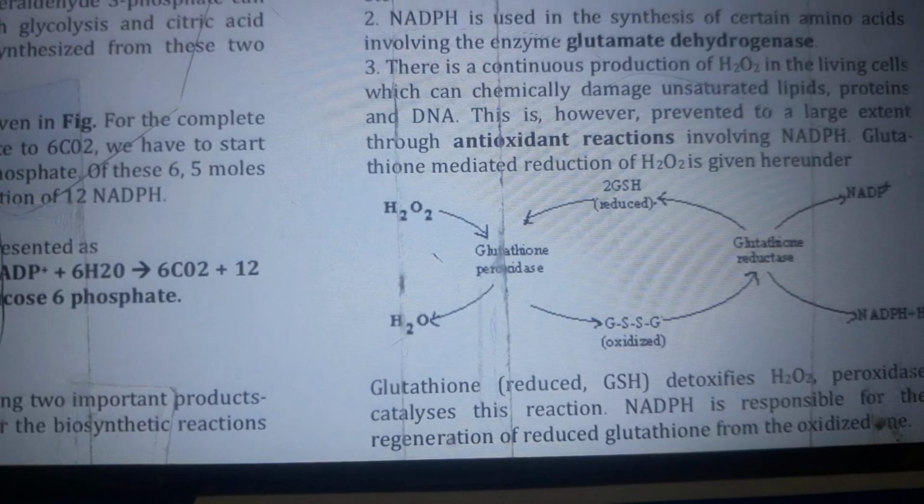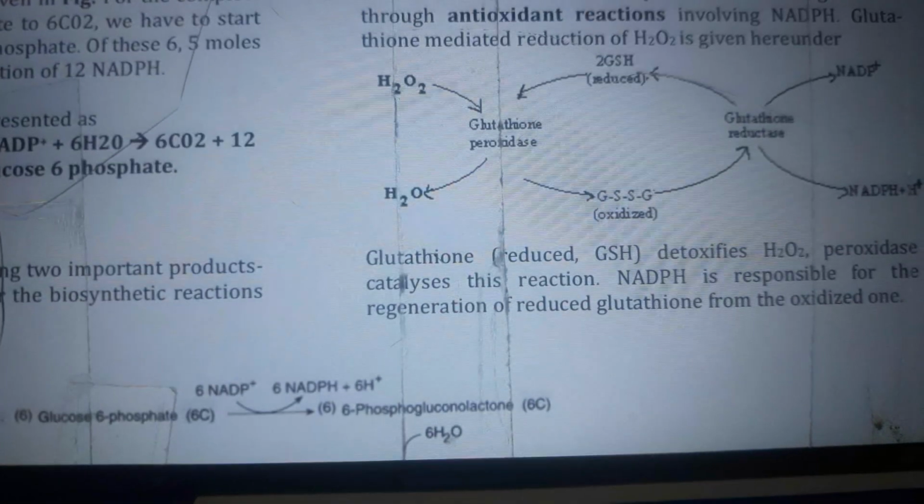Importance of NADPH. NADPH is required for the reductive biosynthesis of fatty acids and steroids. Hence, HMP shunt is more active in the tissues concerned with lipogenesis, example adipose tissue, liver, etc. NADPH is used in the synthesis of certain amino acids involving enzyme glutamate dehydrogenase. There is a continuous production of H2O2 in the living cells, which can chemically damage unsaturated lipids, proteins, and DNA. This is, however, prevented to a large extent through antioxidant reactions involving NADPH.